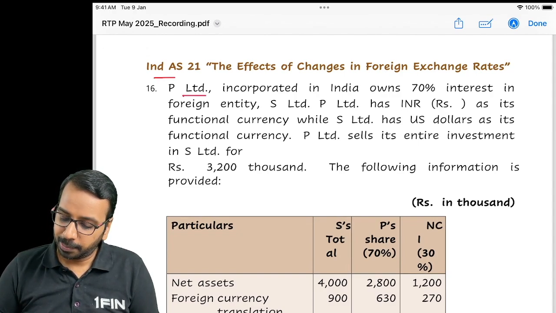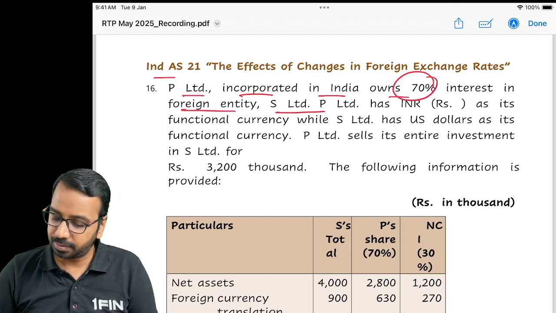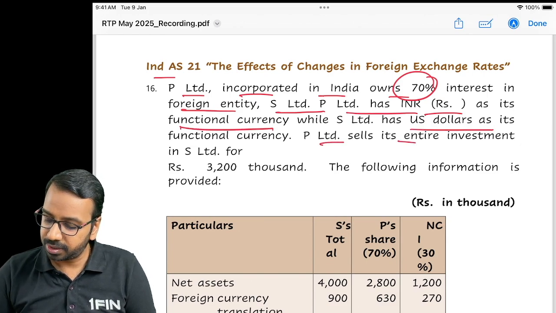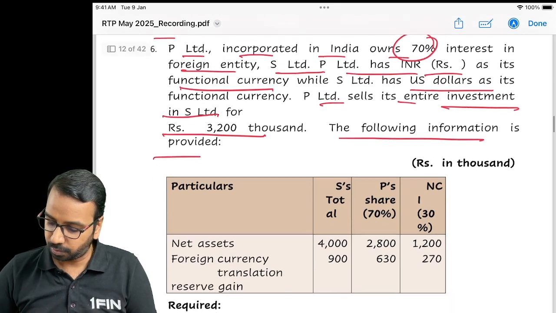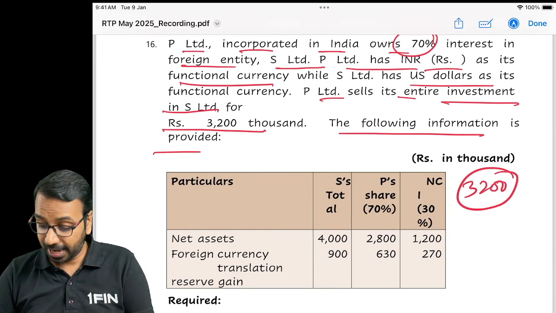Question 21. P Limited, incorporated in India, owns 70% interest in foreign entity S Limited. P has INR as its functional currency, S has US dollar. P Limited sells its entire investment in S Limited for 3,200,000. The following information is provided. Now, when you have sold the entire investment for 3,200,000, you will debit cash.